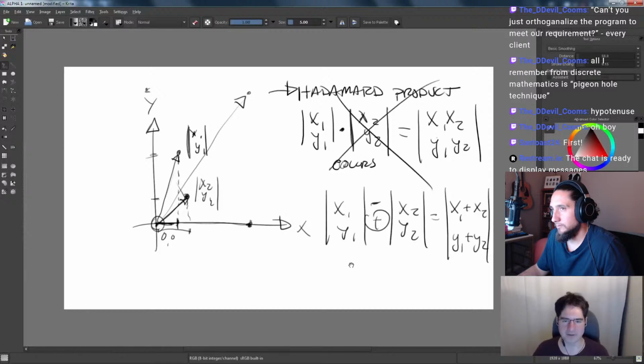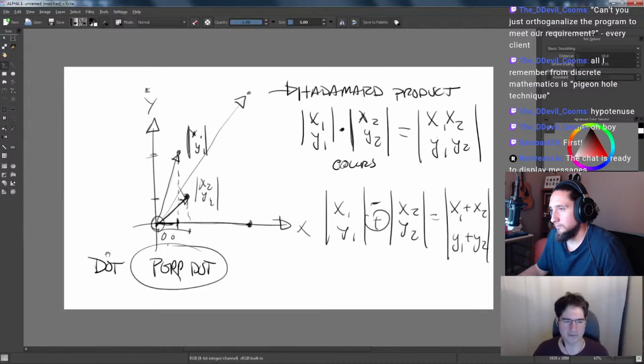So the Handmade product is not really something that we want to focus on, although we could implement it. What we're actually going to do eventually is use the dot and perp dot products, which are other ways of multiplying vectors together. This would actually be more like a cross product in 3 dimensions. And these are terms which you don't know.